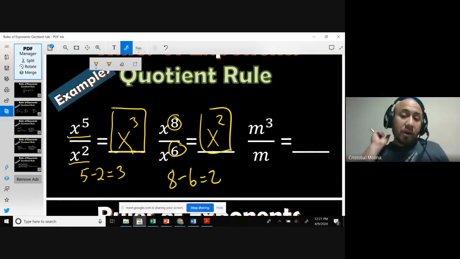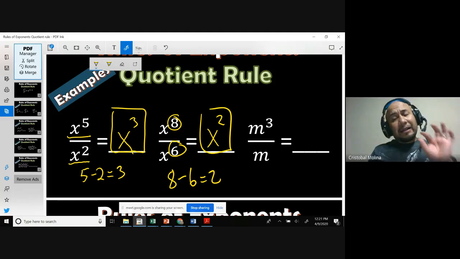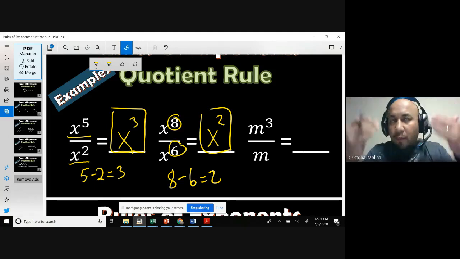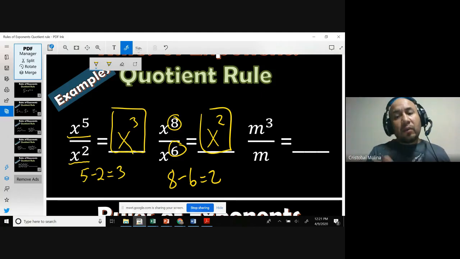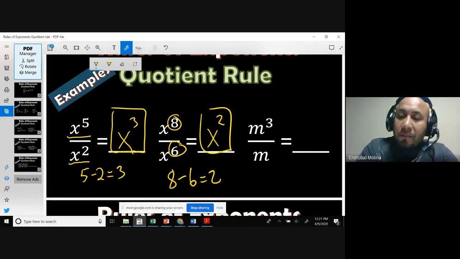Easy. One more. Now, this one looks a little bit different, because we're not only working with x, now we're working with the letter m. Hey, don't worry about it. Even if they change the letters, you divide m with m, x with x, y with y. Another thing that I want you to notice is that you might be thinking, hey, the one at the bottom doesn't have an exponent. Well, it does, right? Remember that the exponent is a 1.